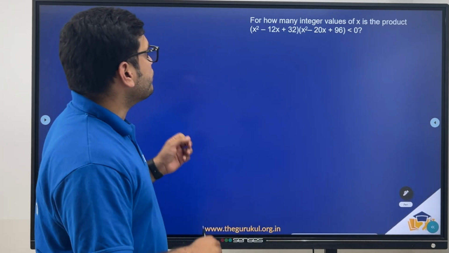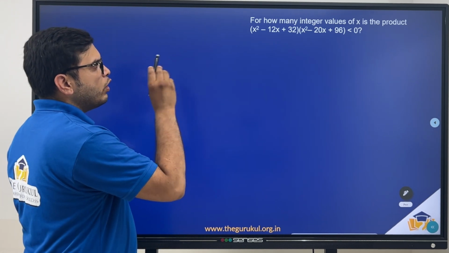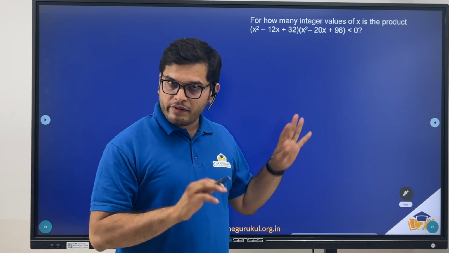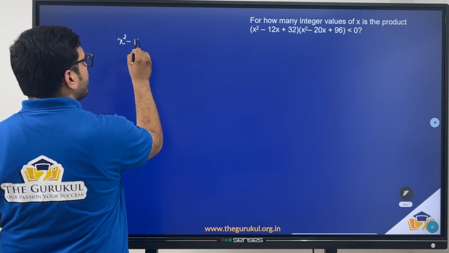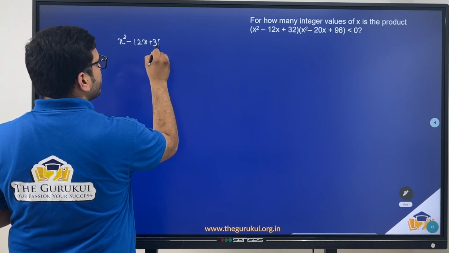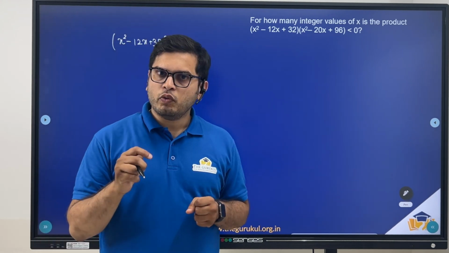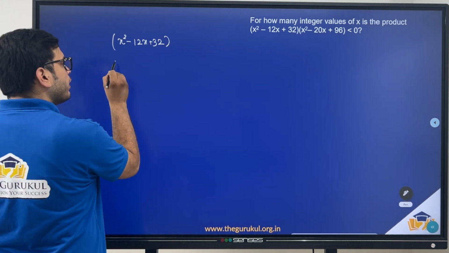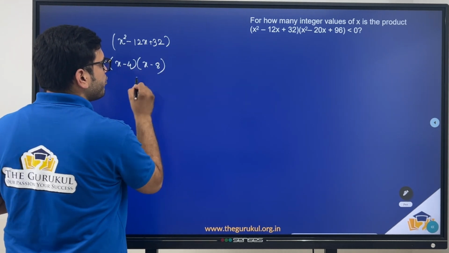Now coming to the last question. For how many integer values of x is the product x square minus 12x plus 32 into x square minus 20x plus 96 less than 0? Now let's factorize x square minus 12x plus 32. So the product of two numbers has to be 32 and the sum should be minus 12. So minus 4 and minus 8. So I can write this as x minus 4 into x minus 8.